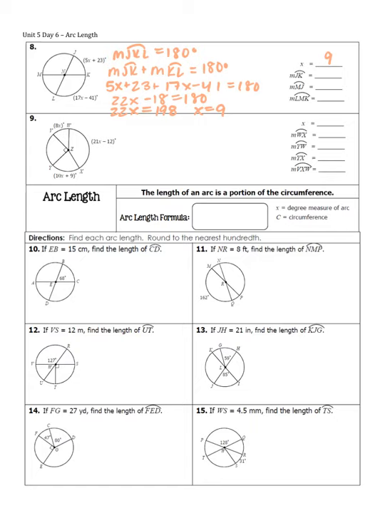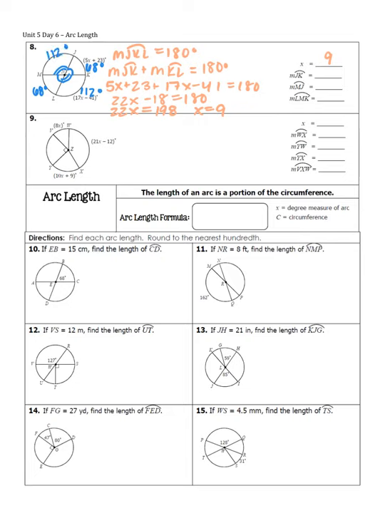If we did 5 times 9 plus 23, that would give us 68 degrees. Then you could either subtract that from 180 or just plug it back in. If we did 17 times 9 minus 41, that would give us 112. Now if you notice, we've got some vertical angles going on here. At N, angle JNK is congruent to angle LNM because they are both vertical angles. So therefore, this is also 68 degrees, and we've got the same thing going on here with 112.